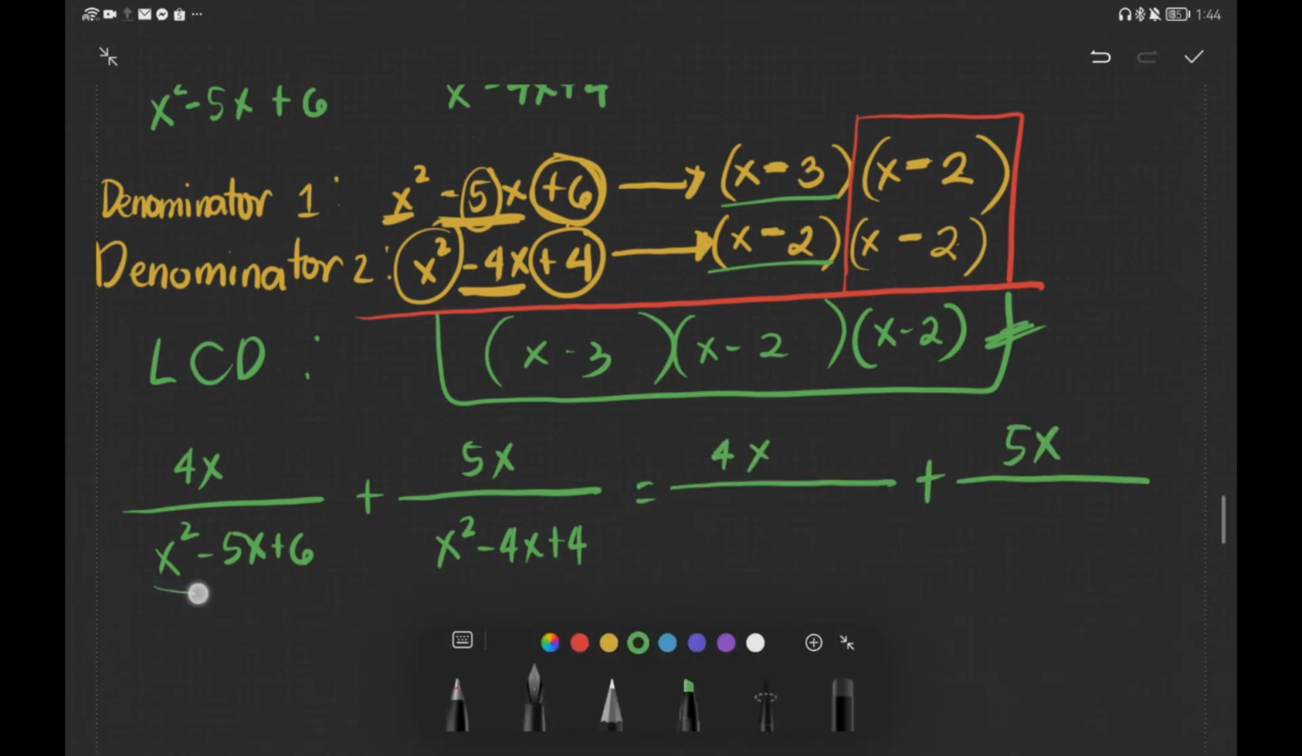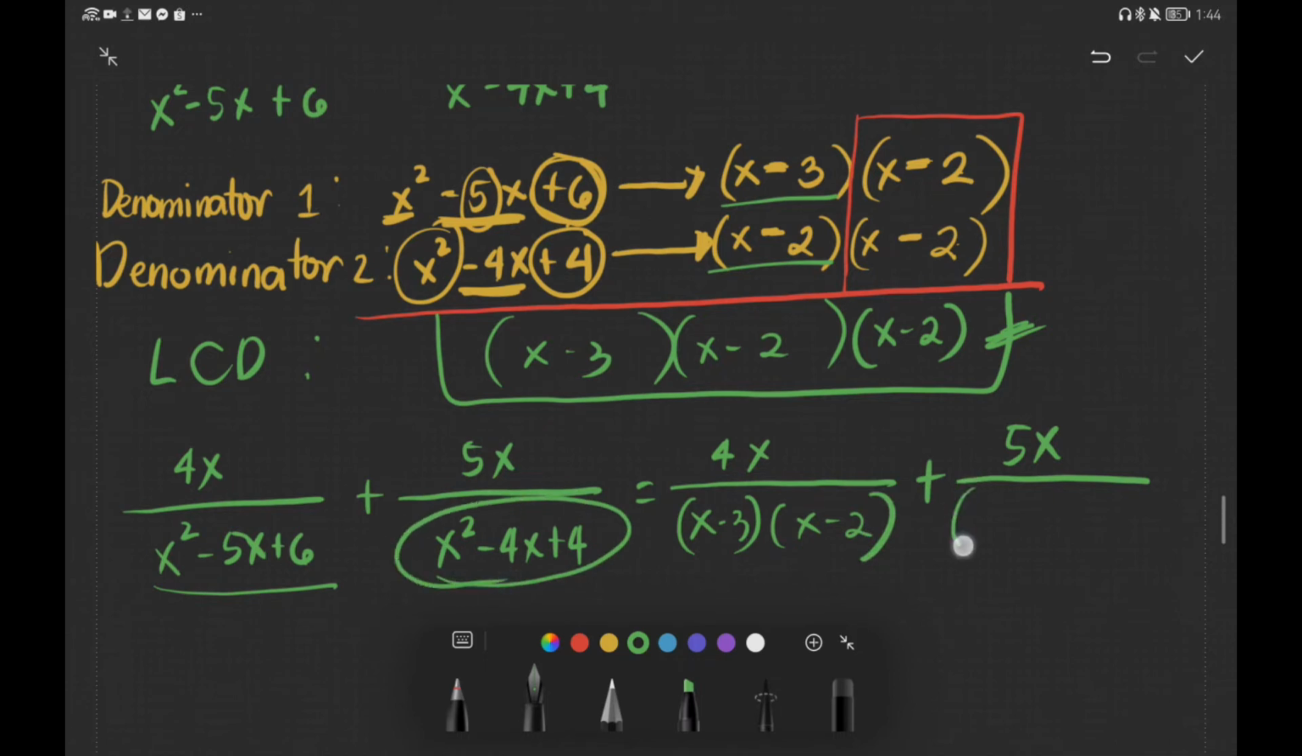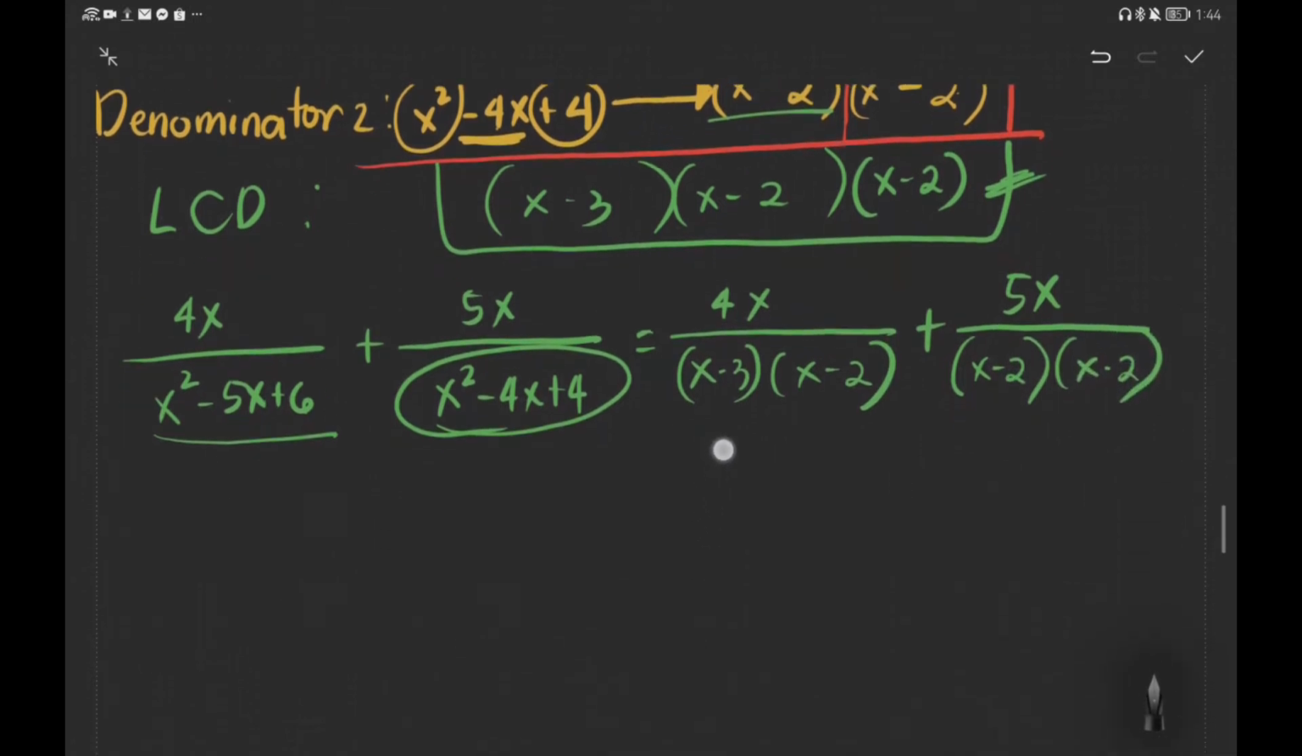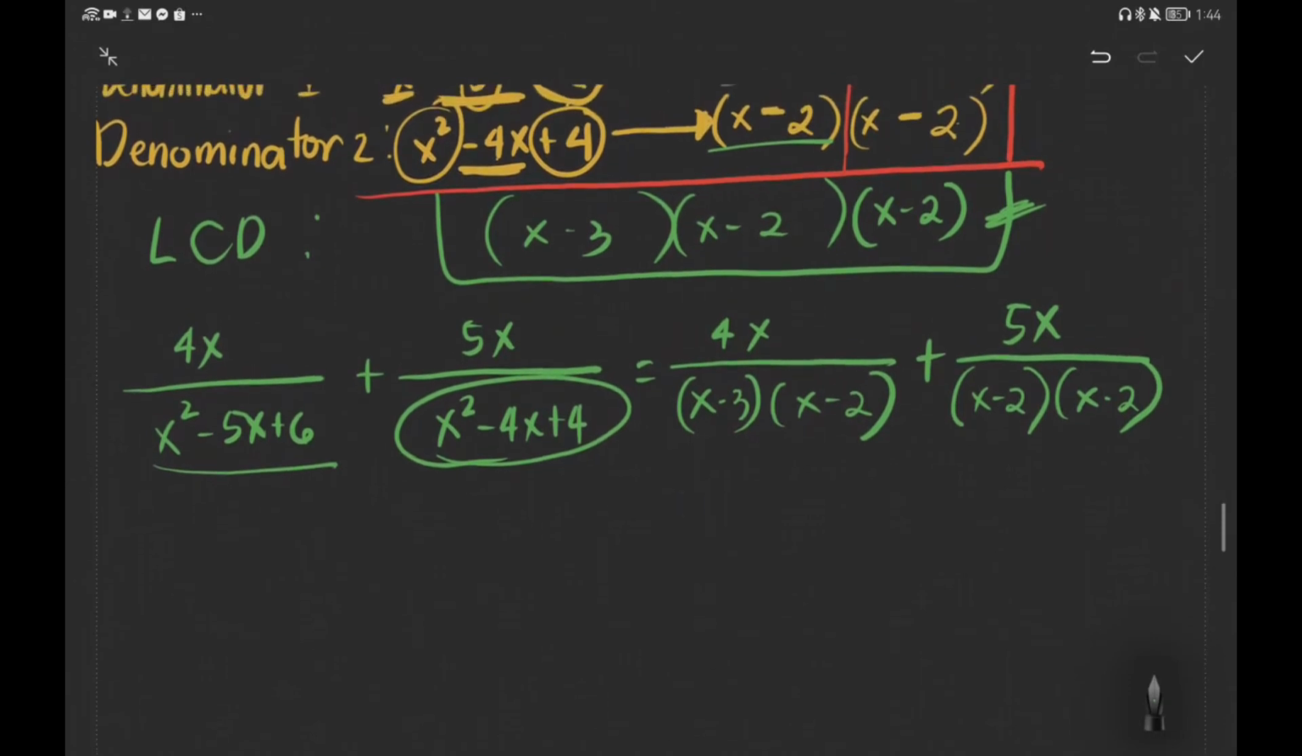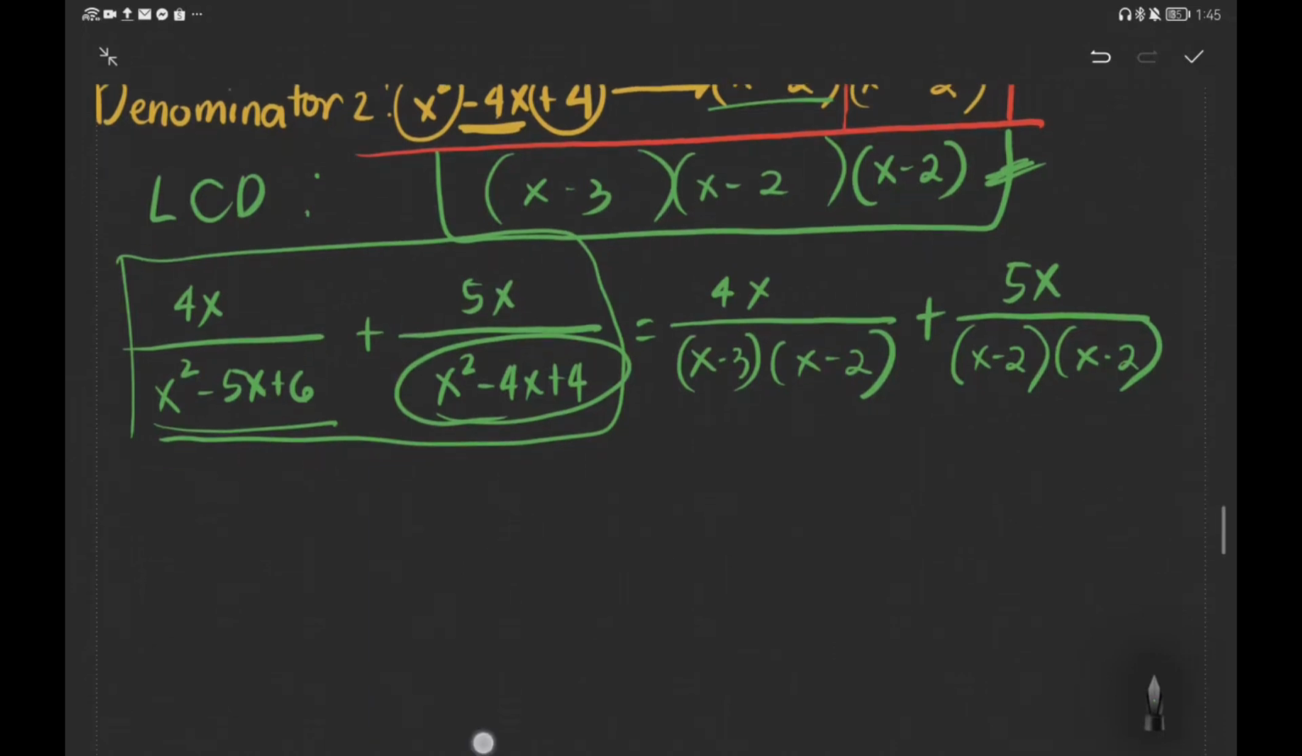That is, write the factors of x squared minus 5x plus 6. So this becomes x minus 3 times x minus 2. And also, for the second denominator, the factored form is x minus 2 times x minus 2. Now, since they are equal, we can write it this way before we divide by the LCD.